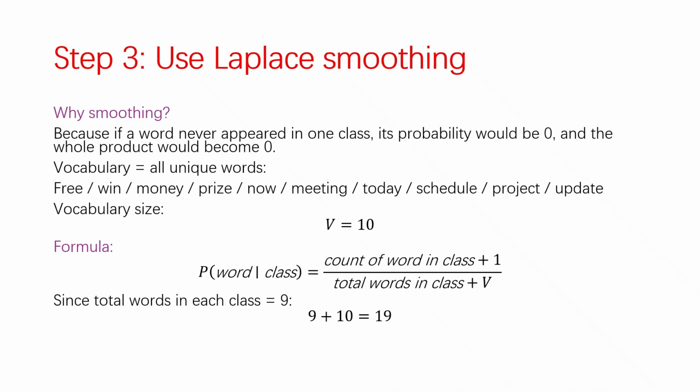Now, there's a problem. What if a word never appeared in one class? That would give us a probability of 0, and the whole calculation would break. So we use Laplace smoothing. We simply add 1 to every word count. This ensures that no probability is ever 0, and the model remains stable.